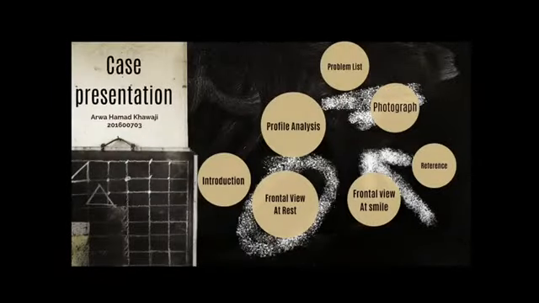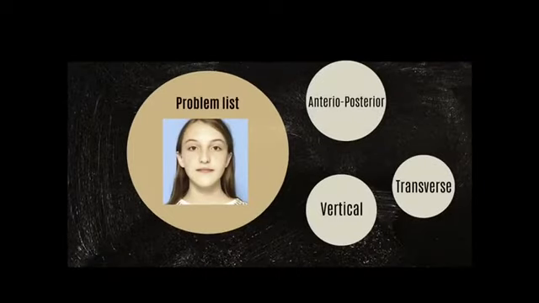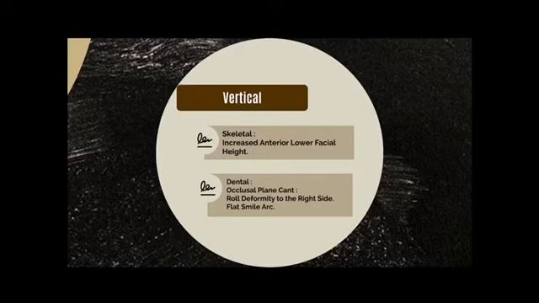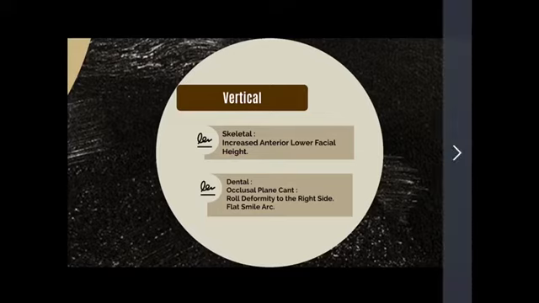The problems we have seen in the analysis, I have divided into 3 categories: anterior-posterior dimension, transverse, and vertical. From the anterior-posterior dimension, she has one skeletal problem, a retrognathic maxilla. In soft tissue, she had flat upper and lower lips, an obtuse nasolabial angle, and retrusive upper and lower lips. From the vertical dimension, skeletally, she had an increased anterior lower facial height. Dentally, she had an occlusal plane cant, roll deformity toward the right side, and a flat smile arc.